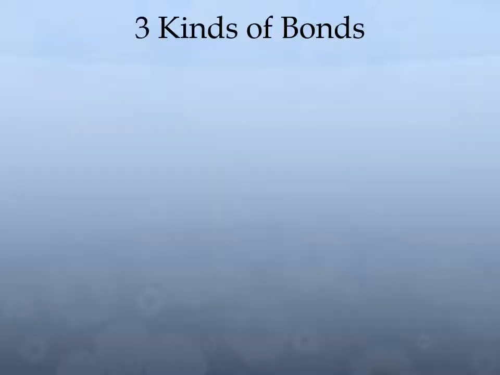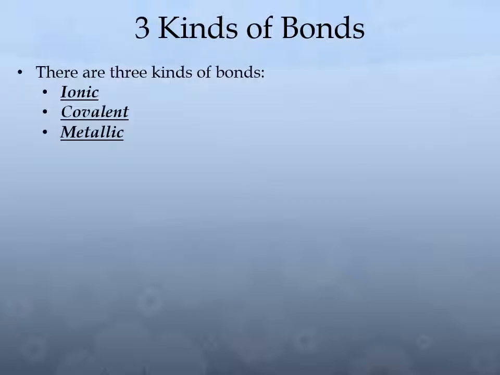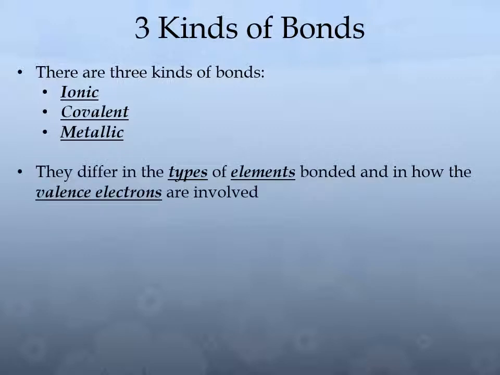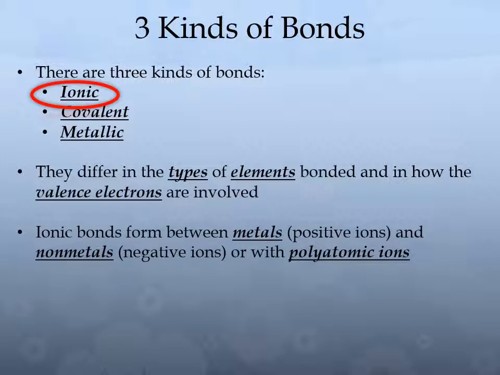We'll look at 3 types of bonding in this chapter, and realistically it's more like 2.5 types of bonds. These are ionic, covalent, and metallic. You can tell the difference between them based on the types of elements that are involved in the bonding and what's going on with the electrons, and we'll see each of them in turn. As you can guess from what we've done already and the title of this video, we're talking about ionic bonds.